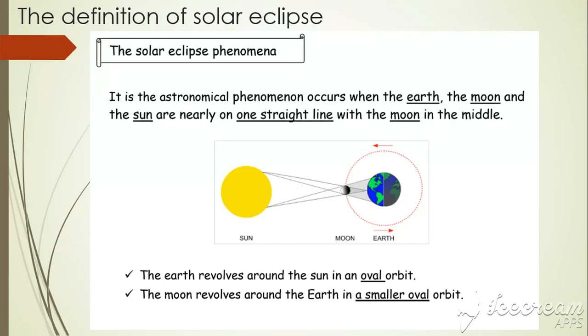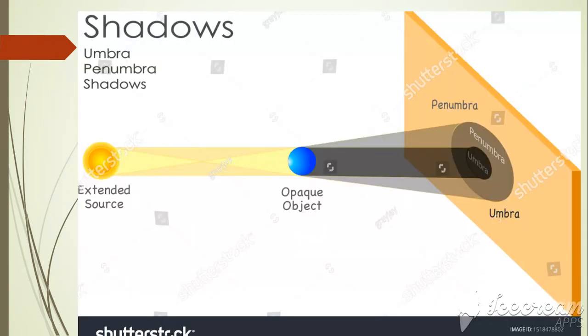If the Sun, Earth, and Moon are nearly on one straight line with the Moon in the middle, this is called the solar eclipse. The solar eclipse is the astronomical phenomenon, or an event that happens in space when the Earth, Moon, and Sun are nearly on one straight line.